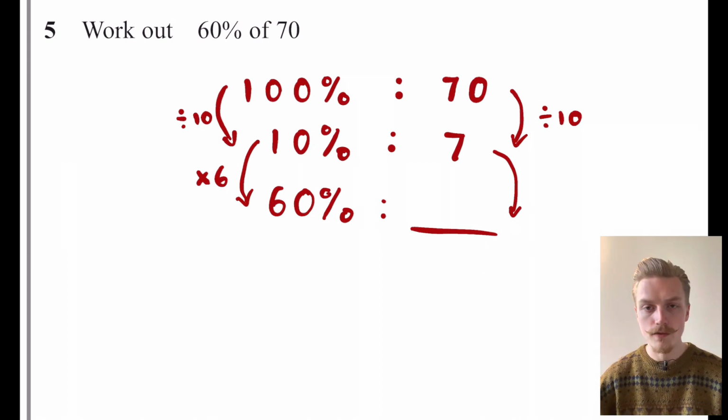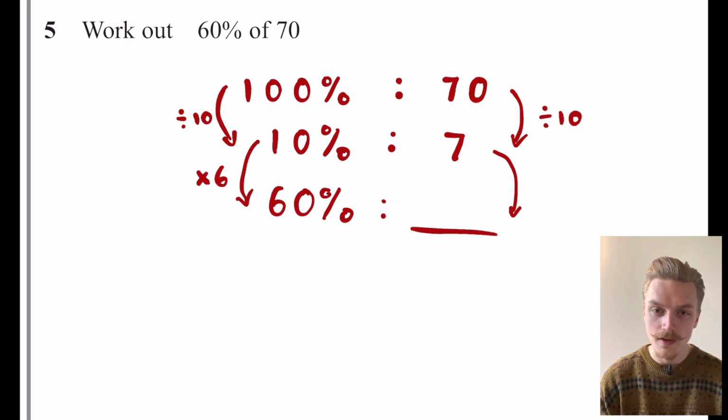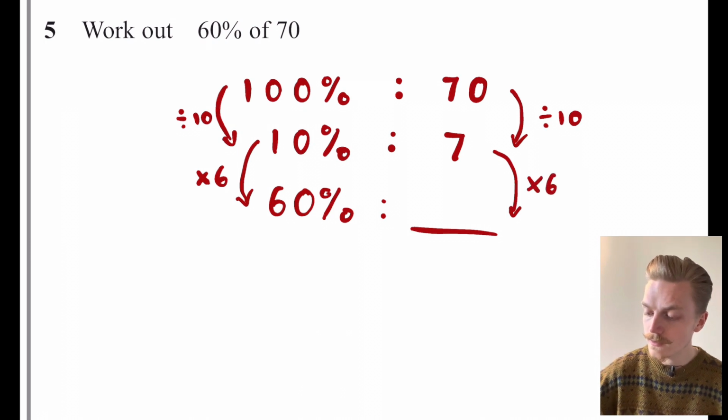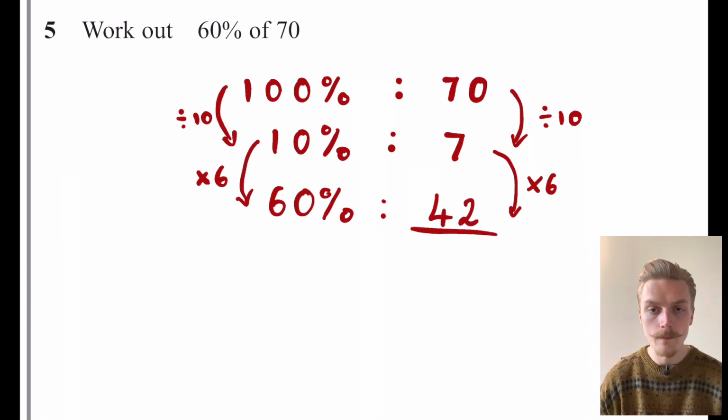So let's say I added 3 here, it wouldn't be 103%, it is 73. I can't just add something to one side, because that changes the relationship between them. It changes the ratio. It's all to do with multiplying and dividing. So I'm going to multiply this side by 6. 7 times 6, that gets me 42.